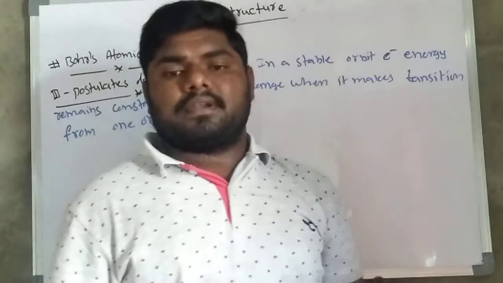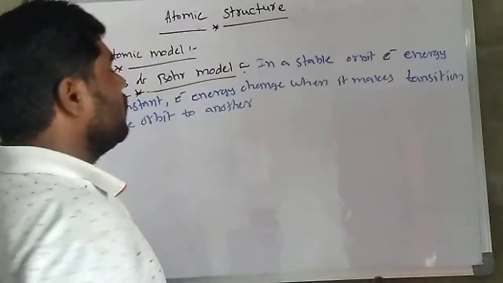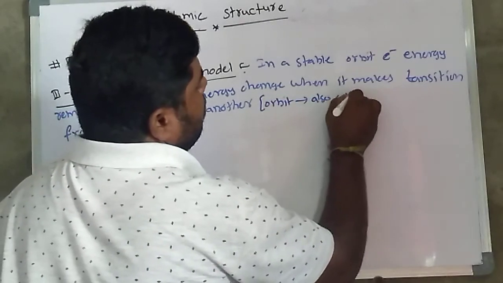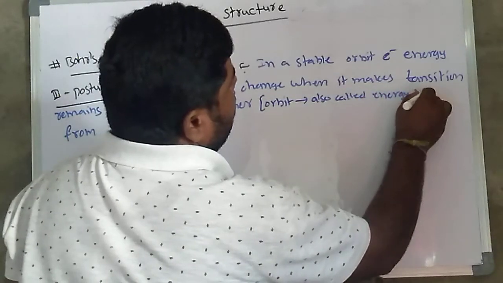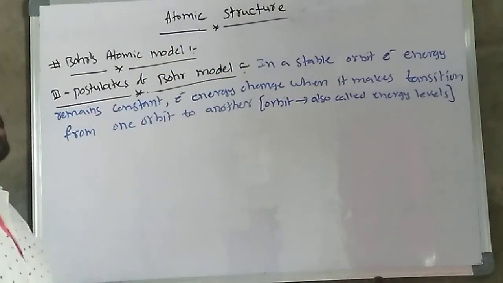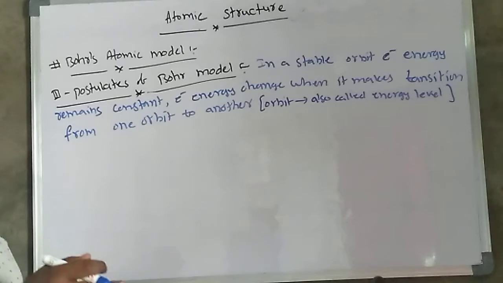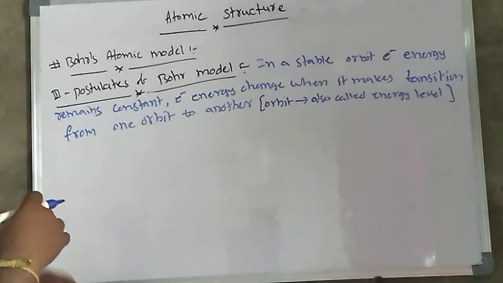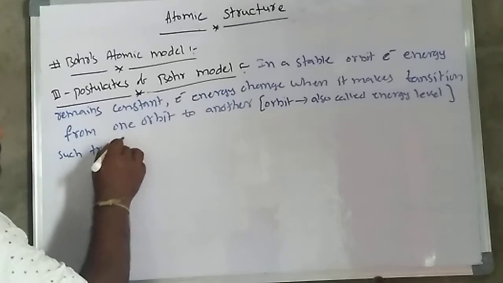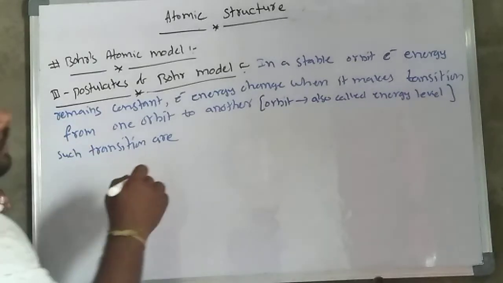Orbits are also called energy levels. If one orbit, one energy level; if orbits, energy levels. Such transitions are instantaneous.